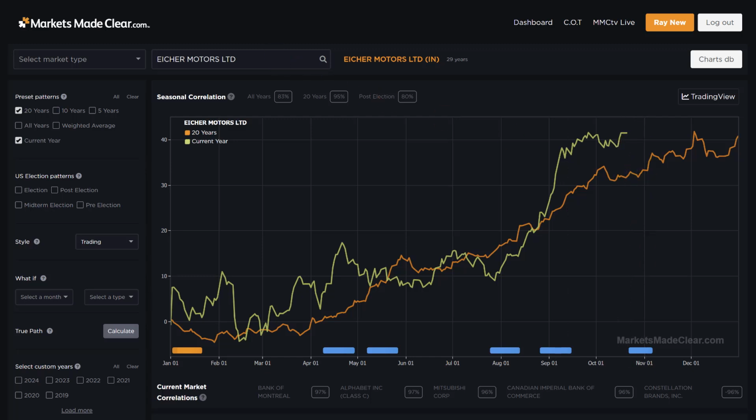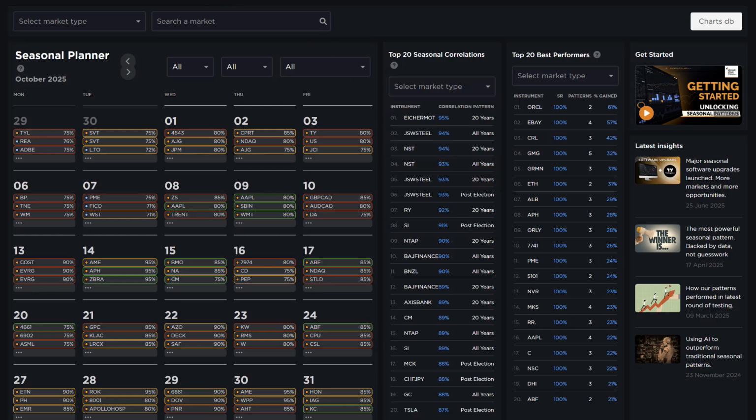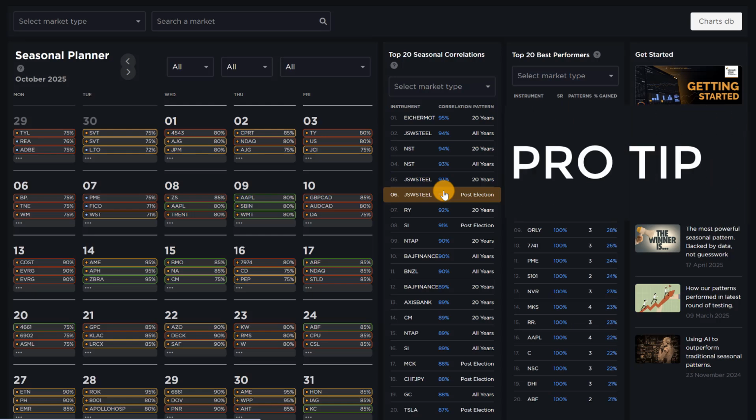correlated market. These markets, I'm happy to trade at any time, even outside their optimum seasonal window, because they're following a very predictable path and they have a higher probability of actually following that pattern moving forward. Another thing that I like to use the top 20 seasonal correlations for is it allows me to see which asset class is performing the best. And by that I mean which asset class is actually following its seasonal patterns the strongest.